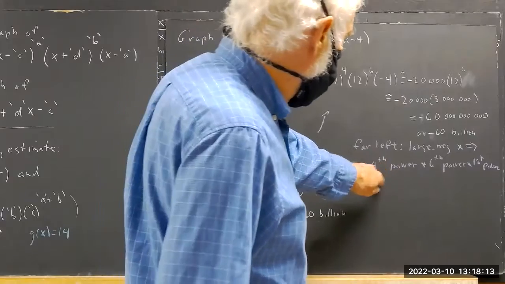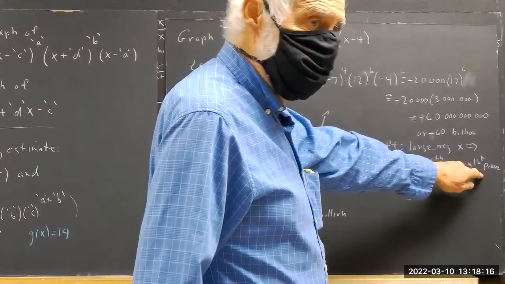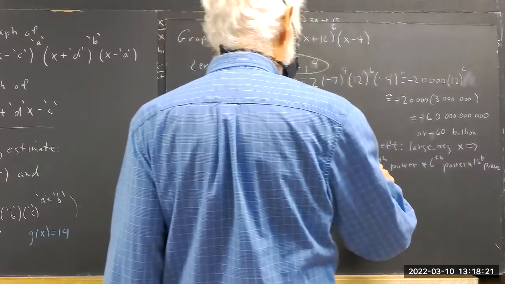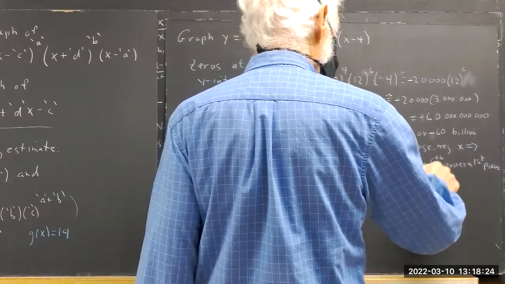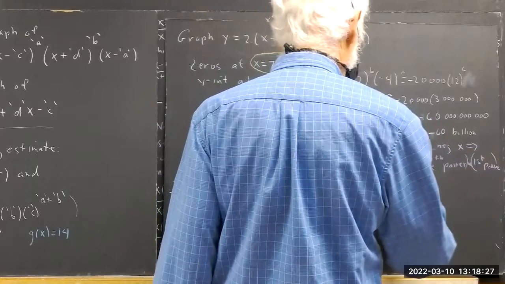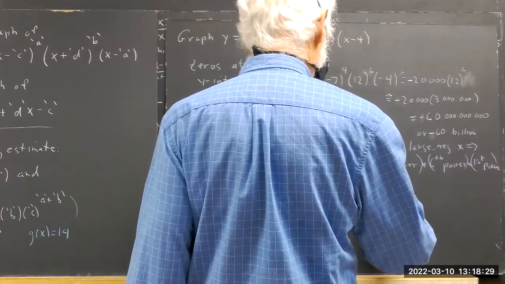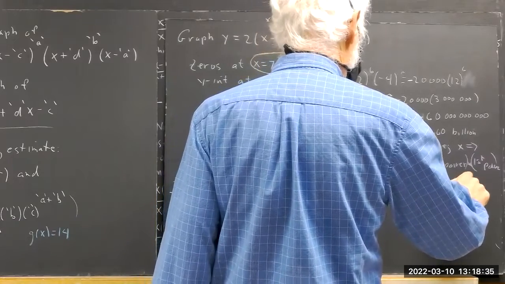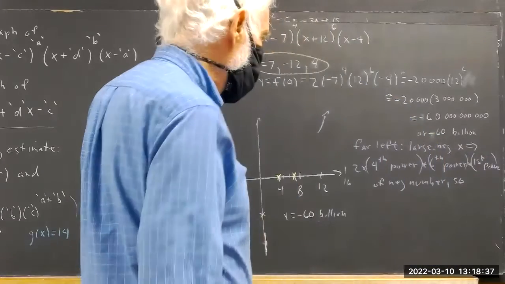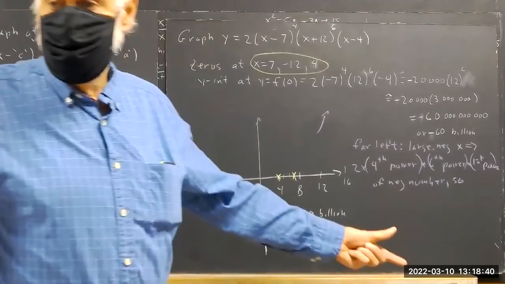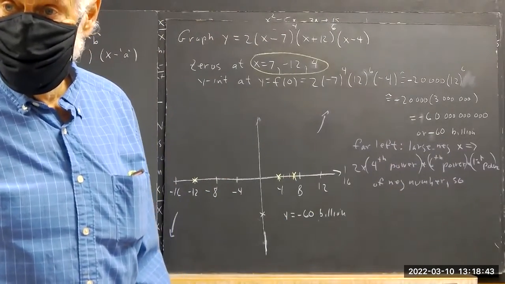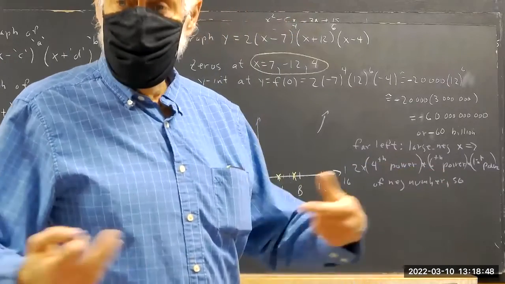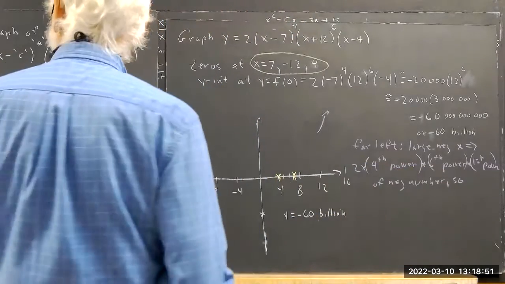I'm going to say this implies you got a fourth power and a sixth power and a first power of a negative number. And then that's multiplied by the 2 out there. What's the fourth power of a negative number? Well, it's positive, right? And the fourth power or the sixth power of a negative number is positive. An even power of a negative is positive.